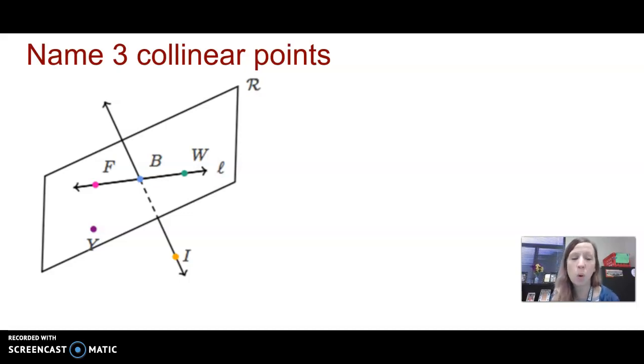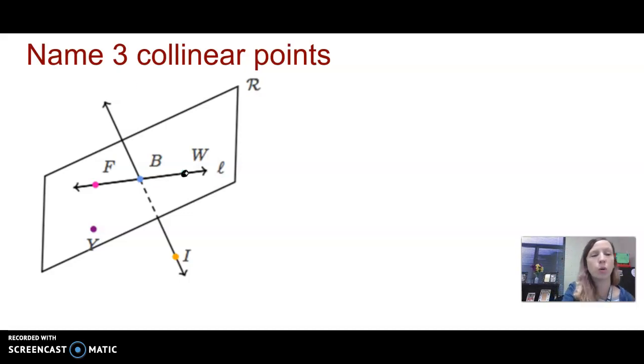So to name a point, every point you'll see a dot on your picture, like for instance right here, point W, and it's named with a capital letter. So it's very easy to do. Whatever letter is next to that dot is the name of that point. So we've got quite a few points on this plane.